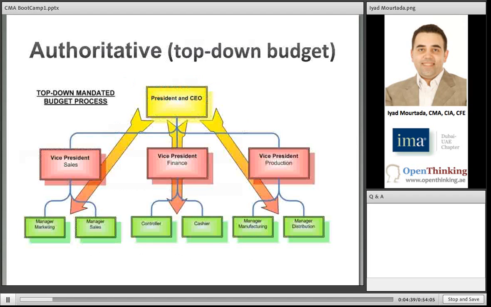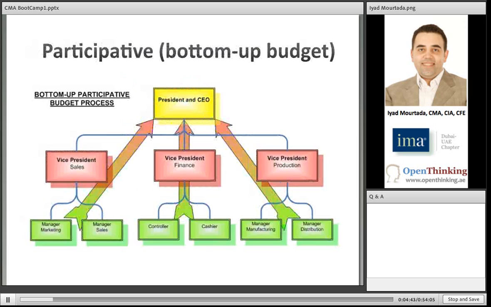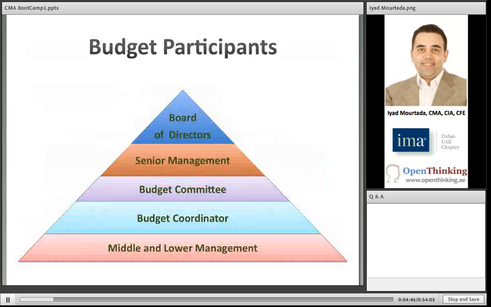When we look at the budgeting, it can be top-down, authoritative, from the top to the bottom, or it can be participative, bottom up. At the same time, when we look at the budget participants, who are they? The board of directors, senior management, budget committee, budget coordinator, middle and lower management. All of them participate in the preparation of the budget.